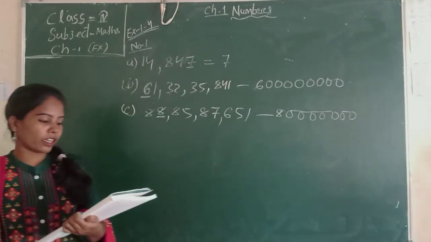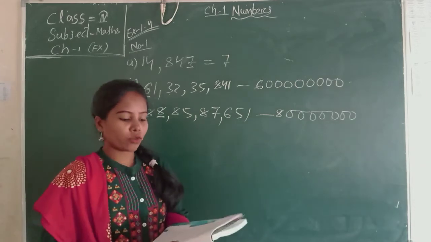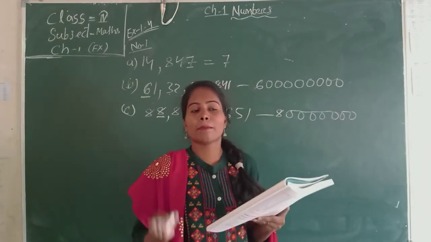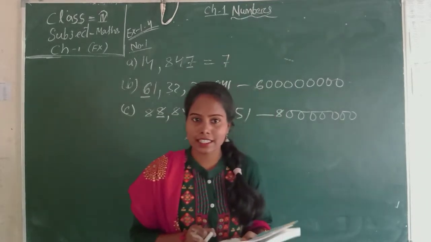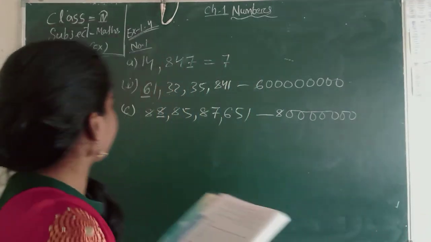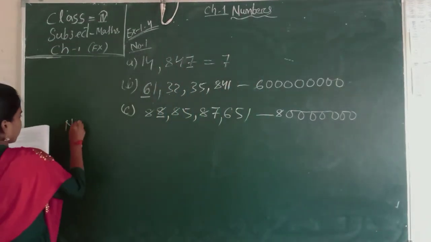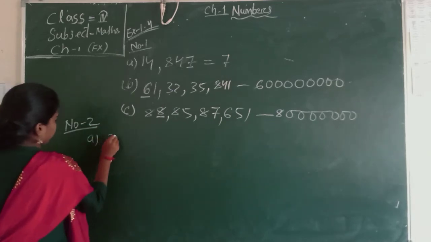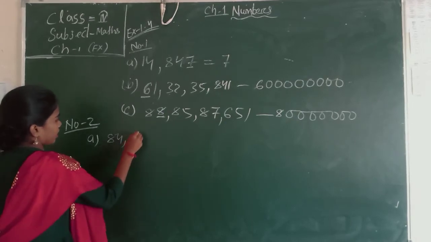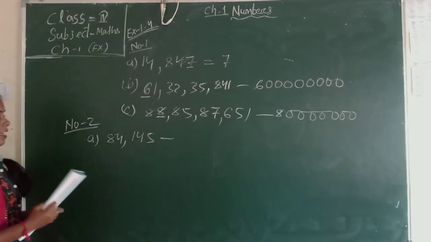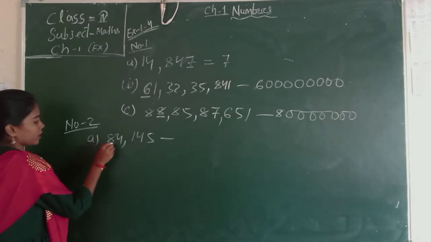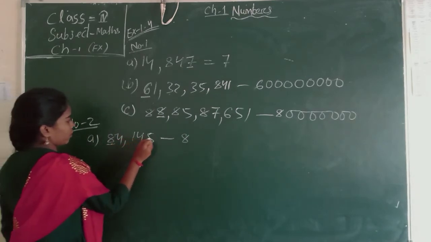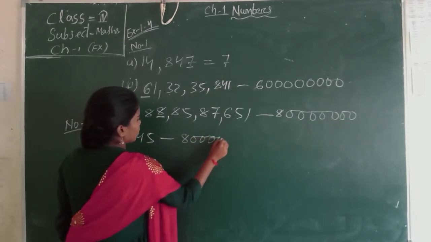Next come to number 2. Number 2 is what? Expand the given numbers. Expand means what? You have to write the place value of each digit here. Let's do it. Number 2, first is 84,145. Expand this number. First, write the first digit here, 8. After that there are 1, 2, 3, 4 digits, so write 4 zeros for that.